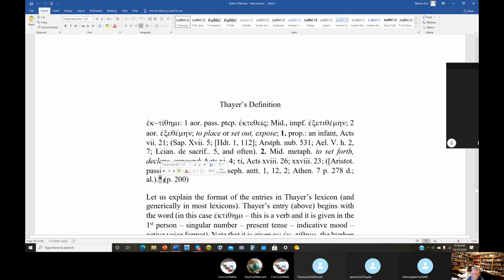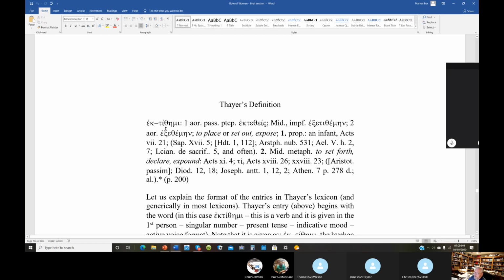See this symbol right here, that asterisk? That symbol means every instance of where this word is found in the New Testament is listed in this reference. So where's it listed? Well, it's Acts 7:21. It is found in Acts 11:4, Acts 18:26, and Acts 28:23. That's the only place in the New Testament the word's found. See how we can use it now? That's a full reading out of there.